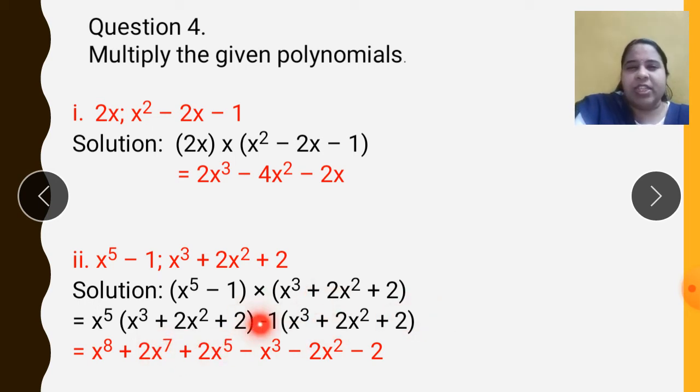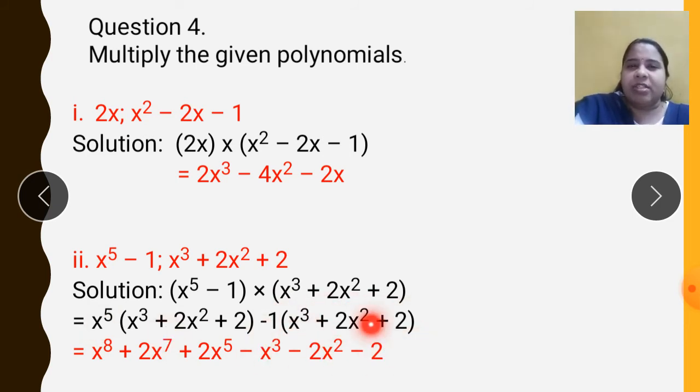Okay. Now since this is minus 1 to be multiplied with this bracket, it's as easy as changing the sign of these terms in the second bracket. So this will be minus x cube, this will be minus 2x square and this will be minus 2. Since we are multiplying by minus, all signs will change and this will be the answer.